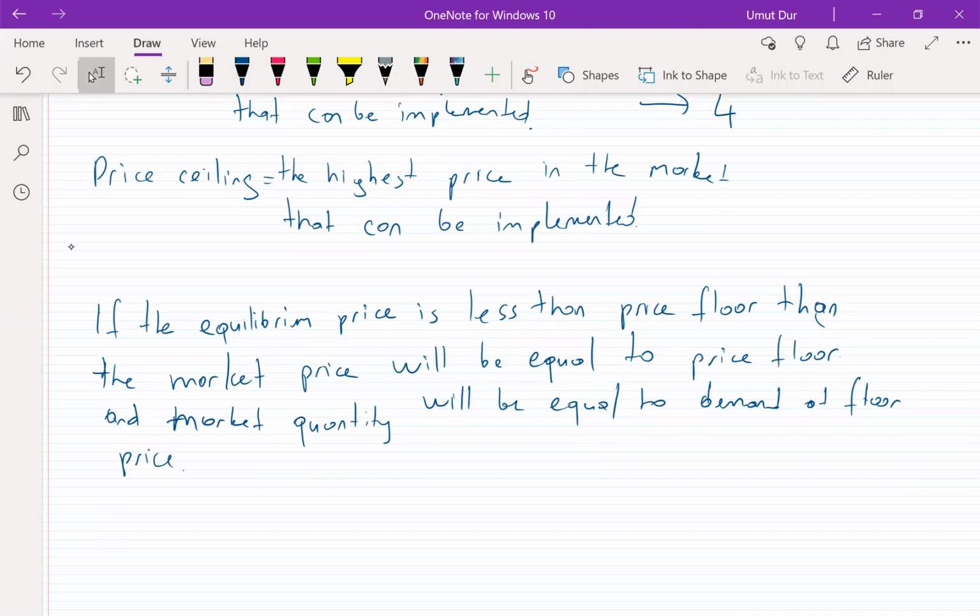Açık oldu mu burası? Güzel, soru yok. Devam edelim.